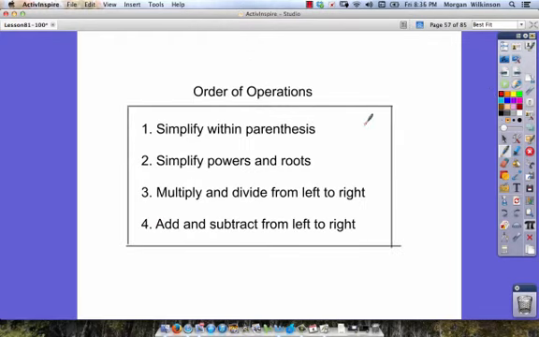The next part of the lesson is looking at order of operations, and we know parts 3 and 4 already, that we always want to multiply and divide from left to right and add and subtract from left to right in that order. But we also have problems that will have parentheses in them, and we always want to simplify within parentheses first. Then we want to simplify powers and roots. Then we want to multiply and divide from left to right. And finally, we want to add and subtract from left to right, always in that order. Please pause the video now to make sure you get this in your notes.